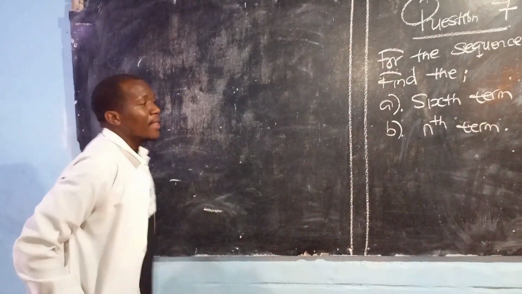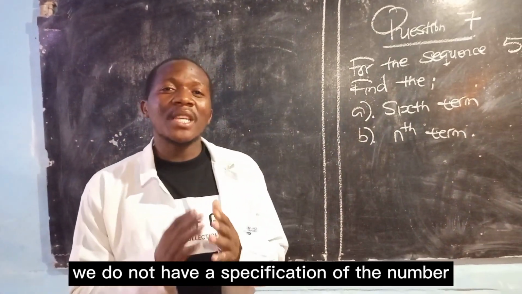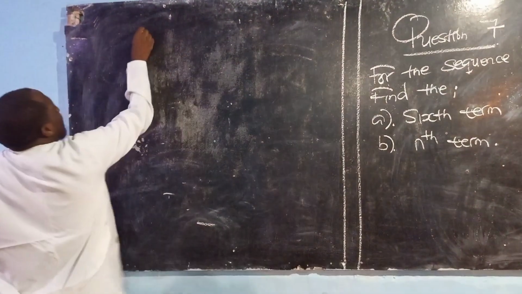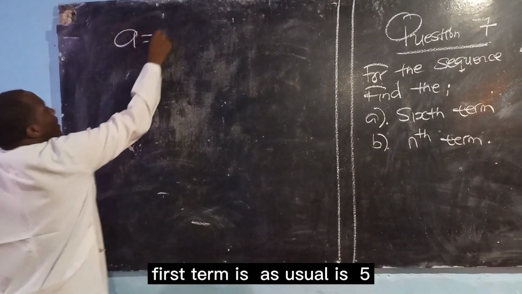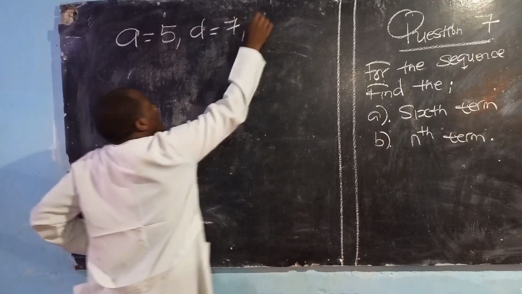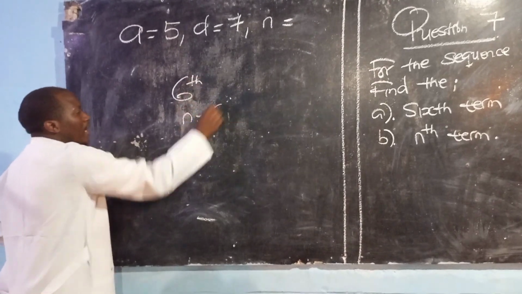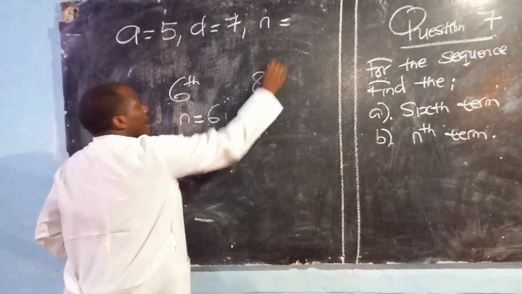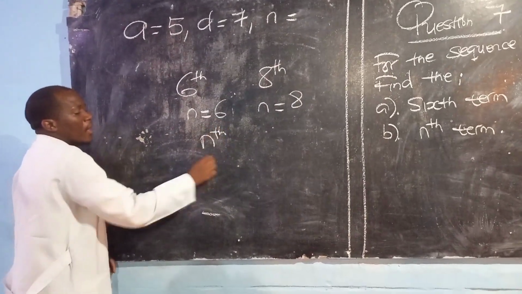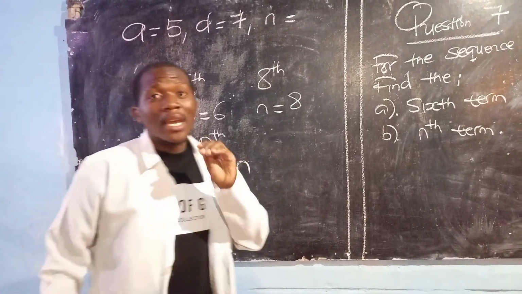So to achieve the nth term, it simply means we do not have a specification of the number at which we are finding. So the first term, as usual, was 5. Then the d was 7. This time around, when they say 60, you are supposed to say n is 60. When they say 80, you say n is 80. Now that they are saying n, we are supposed to say n is unknown. You assume n is n.